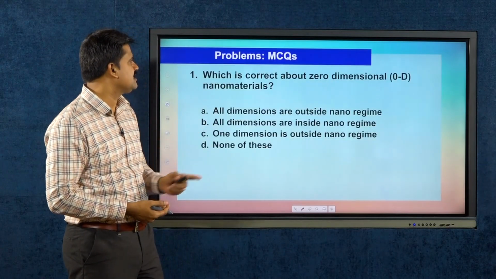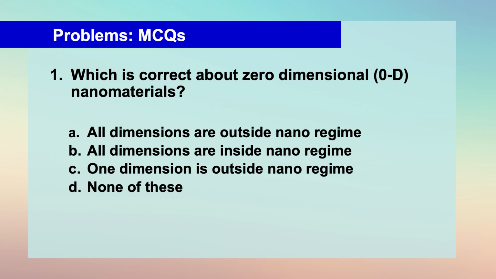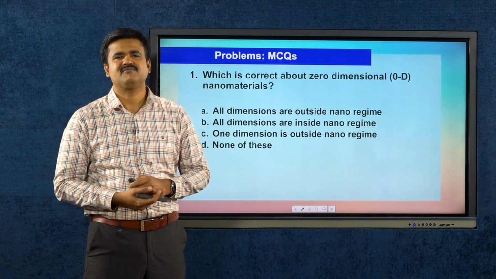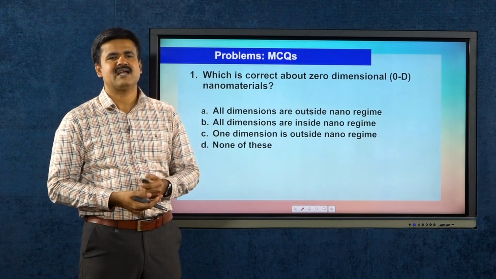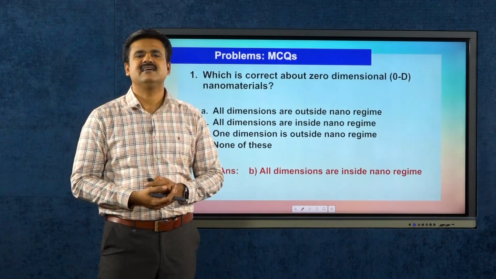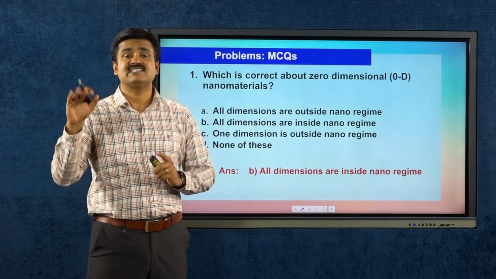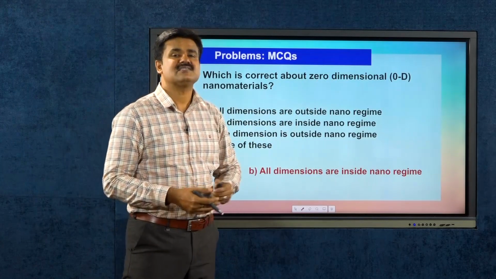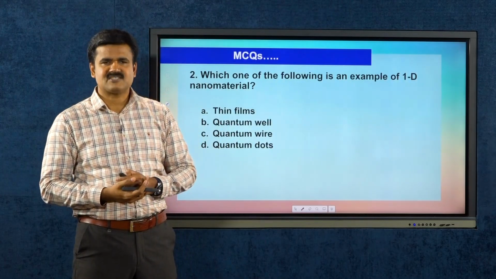And the first question, which is correct about 0-dimensional nanomaterials? These are the options to you. All dimensions are outside nano regime. All dimensions are inside nano regime. Only one dimension is outside nano regime. None of this. And you can arrive at the final answer from your acquired knowledge. It is clear that all dimensions are inside nano regime. No dimension is outside nano. Hence the number 0.